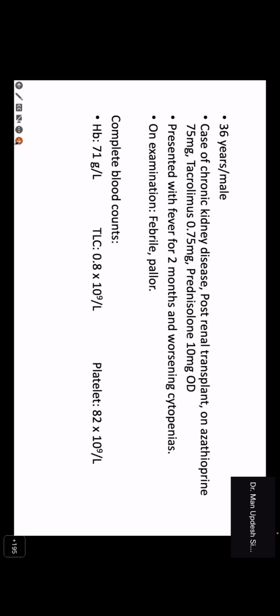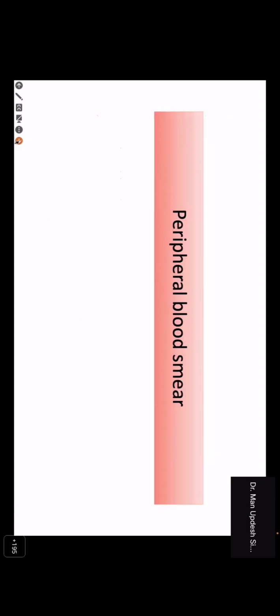So this is a 36-year-old male, a case of chronic kidney disease, post-renal transplant, and the patient was on triple immunosuppression. The patient presented with fever for 2 months and worsening cytopenias. On examination, the patient was febrile and had pallor. Again, there is anemia and there is marked leukopenia with only 800 count and platelets of 82,000. So let's go to the peripheral smear at low power. Any comments at low power you would like to make?